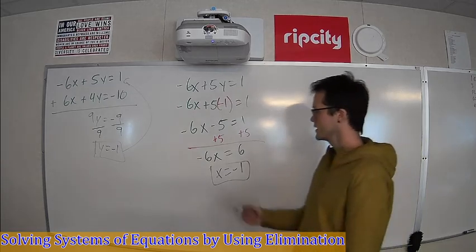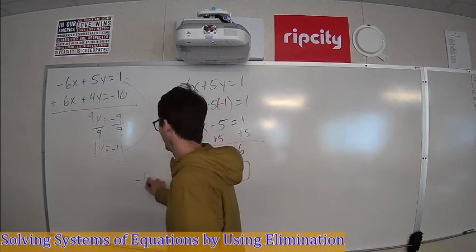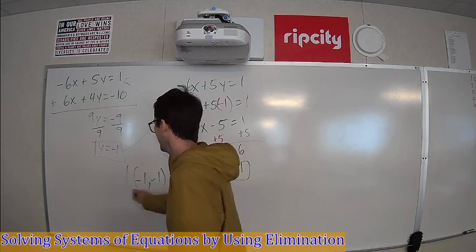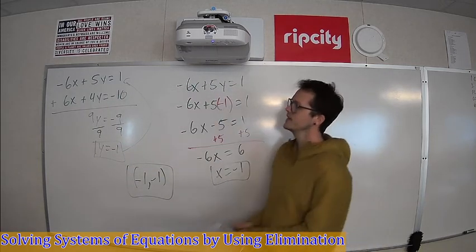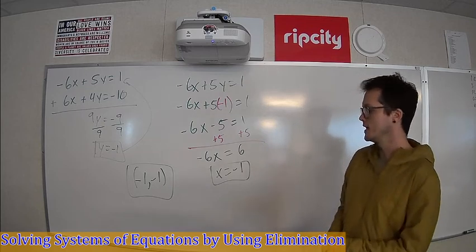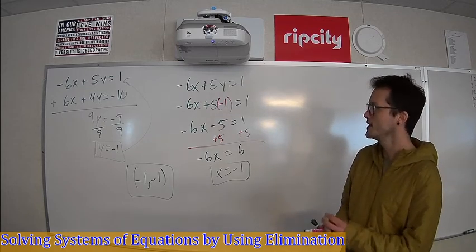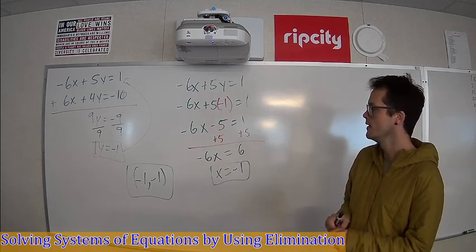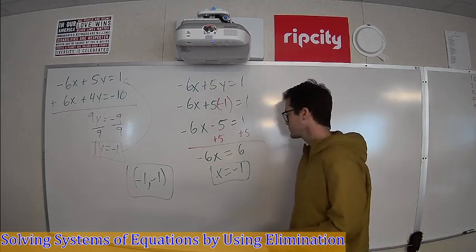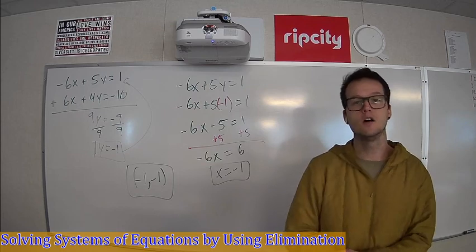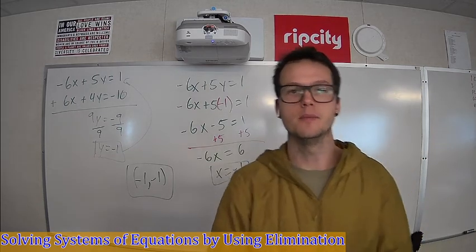So our solution to this problem is the point negative 1 comma negative 1. So if we plug negative 1 in for x and negative 1 in for y, our claim is that that is the only possible combination of x and y coordinates that will make both of these equations true. Okay, this is how you solve equations using the elimination method.